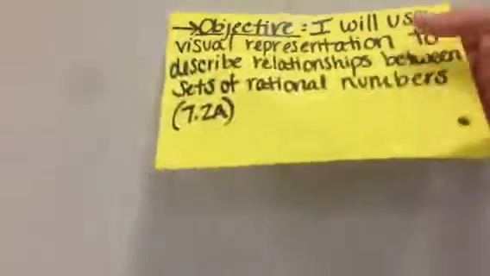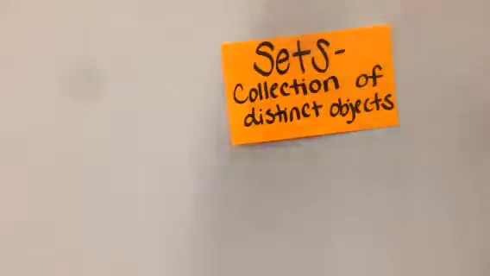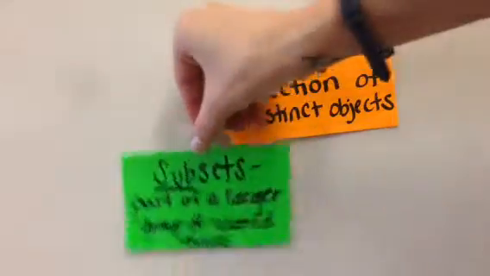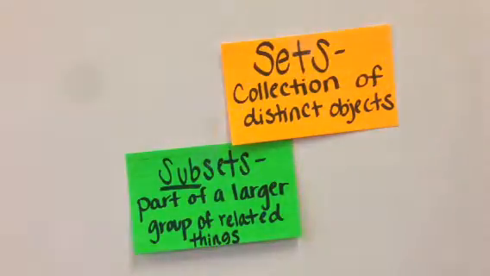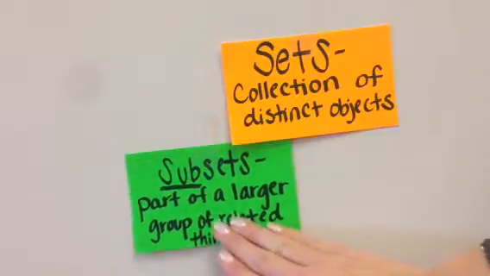Whenever you're taking your notes, be sure to take your notes on the right side of your page, Cornell note style. The first thing I want to give you are two vocabulary words to get you familiar. The first word is going to be a set. A set is a collection of distinct objects. The second word is subset, part of a larger group of related things. A subset is a part of a set.